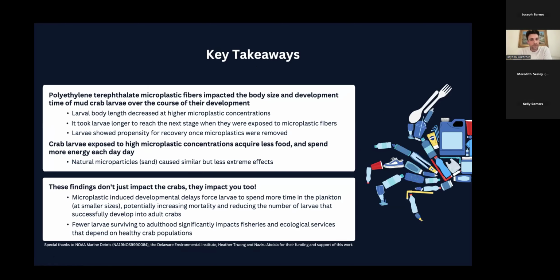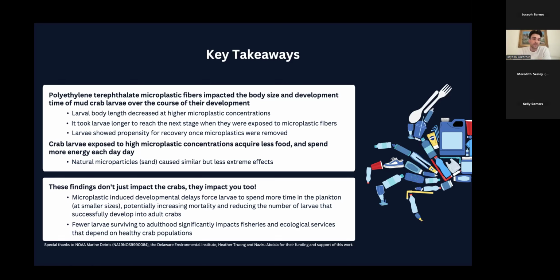And so we got a few key takeaways here, which is that PET microplastic fibers impacted the body size and development time of mud crab larvae over the course of their development. We saw body size decrease as plastic concentrations went up, and it took larvae longer to reach the next stage when they were exposed to plastics. But they showed a propensity for recovery once microplastics were actually removed from the system. And crab larvae that were exposed to these high microplastic concentrations were able to acquire less food and were also spending more energy each day, or respiring more.